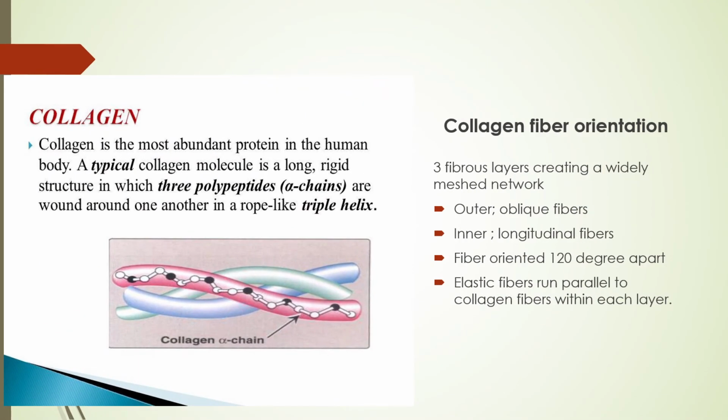Collagen. Collagen is the most abundant protein in the human body. A typical collagen molecule is a long, rigid structure in which three polypeptide alpha chains are wound around one another in a rope-like triple helix. The collagen fiber orientation: three fibrous layers creating a widely meshed network.